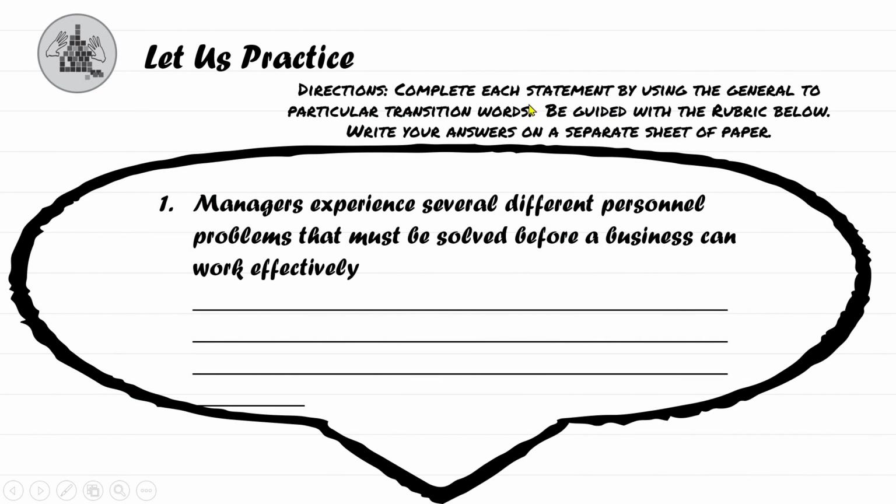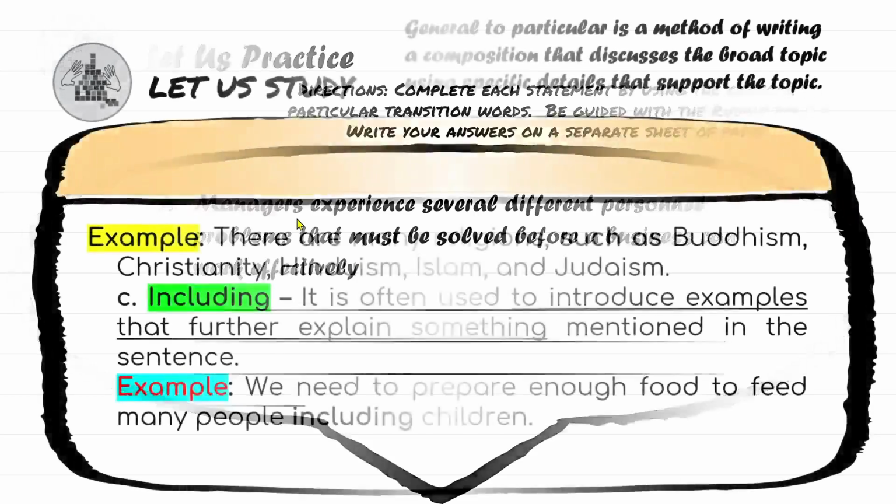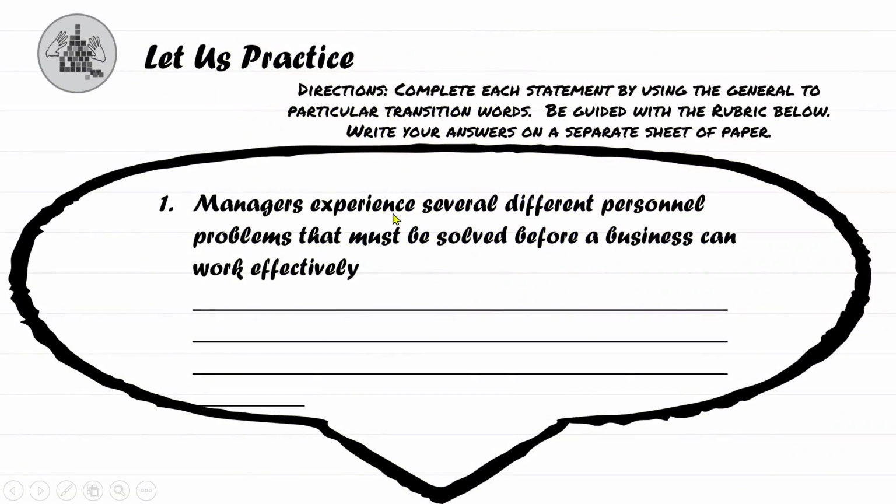Next, directions. Complete each statement by using the general to particular transition words. Write your answers on a separate sheet of paper. Number 1. Managers experience several different personal problems that must be solved before a business can work effectively. You can use the transition words you learned in this lesson.